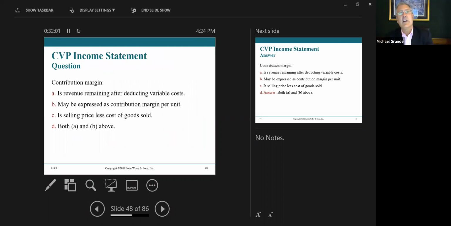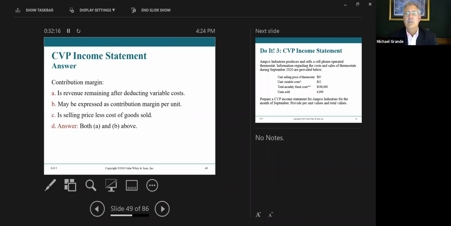So a question regarding contribution margin. Is it revenue remaining after deducting variable costs? Yes. May it be expressed as contribution margin per unit? Yes. Is it selling price less cost of goods sold? No. It's just A and B. Remember, contribution margin is sales revenue minus variable costs.